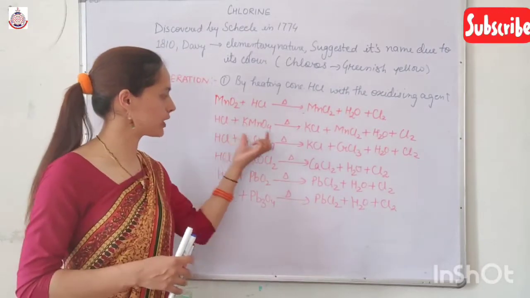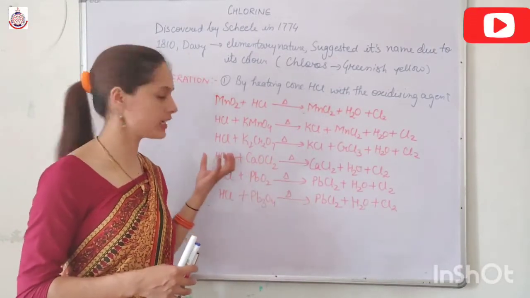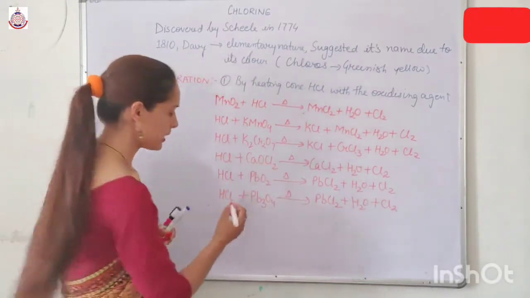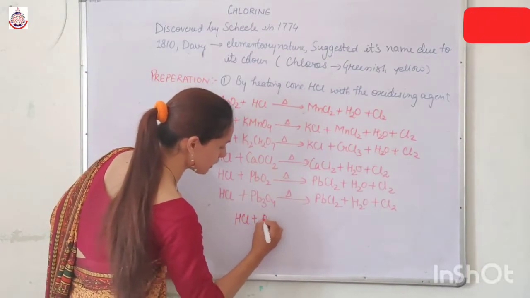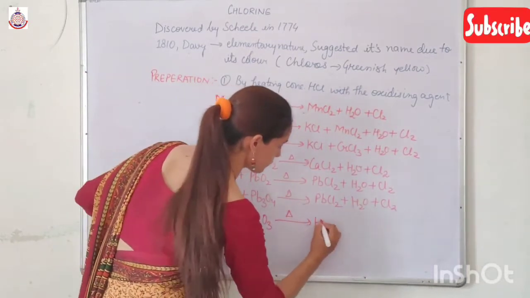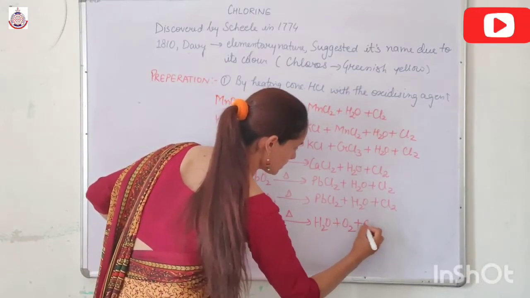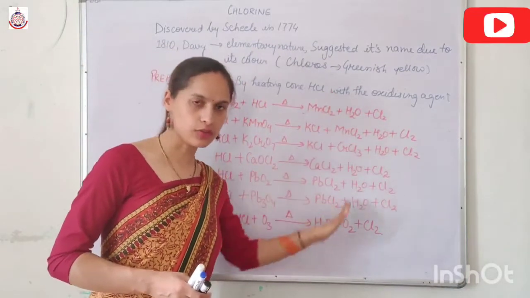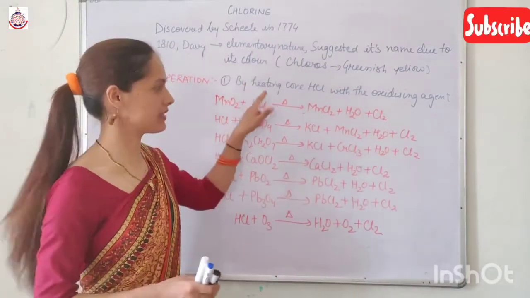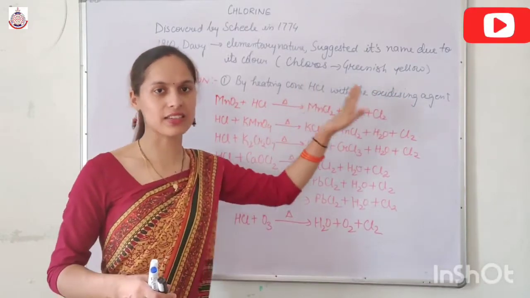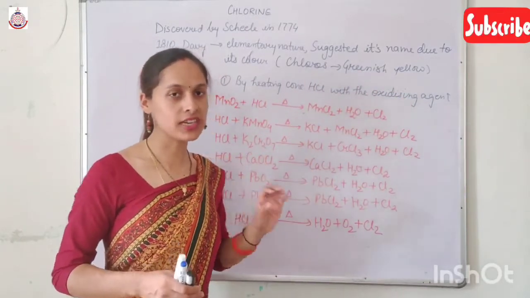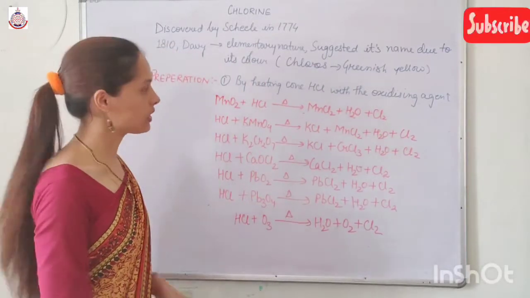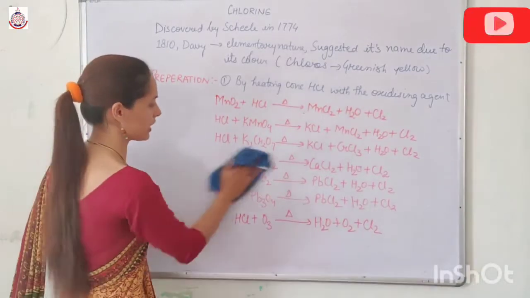In this, MnO2, KMnO4, K2Cr2O7, CaOCl2, PbO2, Pb3O4, these all act as oxidizing agents. Similarly, one more reaction we can write: HCl plus O3 on heating gives H2O plus O2 plus Cl2. So any of these reactions becomes an example of this method, that is by heating concentrated HCl with an oxidizing agent, and in all these reactions HCl acts as a reducing agent.